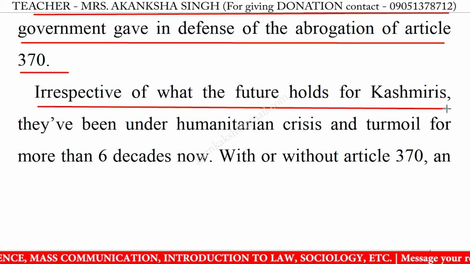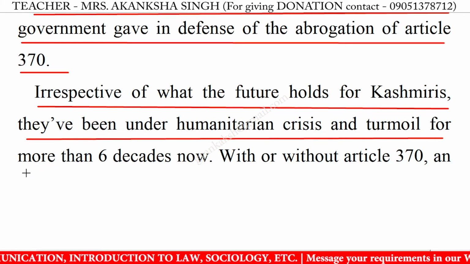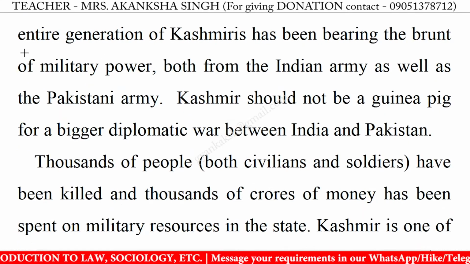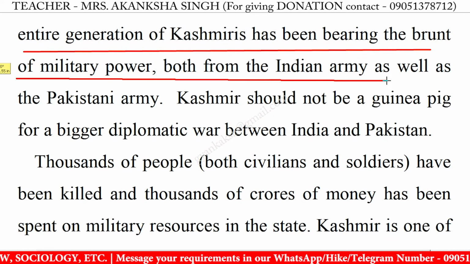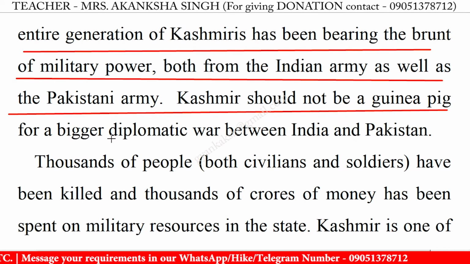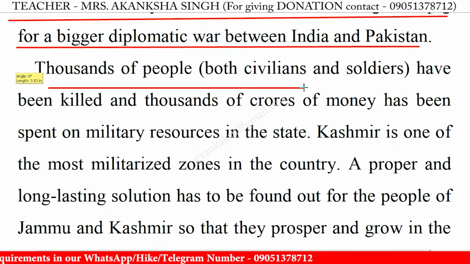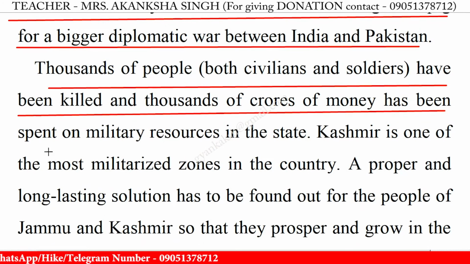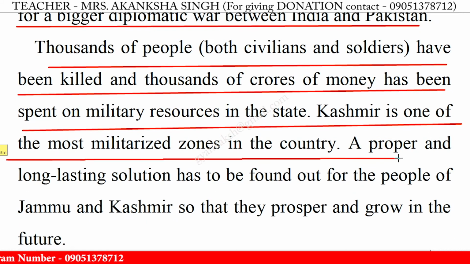Irrespective of what the future holds for Kashmiris, they have been under humanitarian crisis and turmoil for more than 6 decades now. With or without Article 370, an entire generation of Kashmiris have been bearing the brunt of military power both from the Indian Army as well as the Pakistani Army. Kashmir should not be a guinea pig for a bigger diplomatic war between India and Pakistan. Thousands of people, both civilians and soldiers, have been killed and thousands of crores of money has been spent on military resources in the state. Kashmir is one of the most militarized zones in the country.